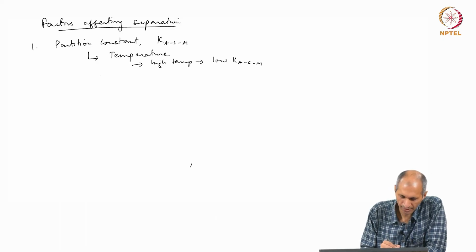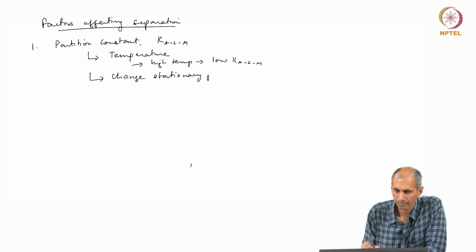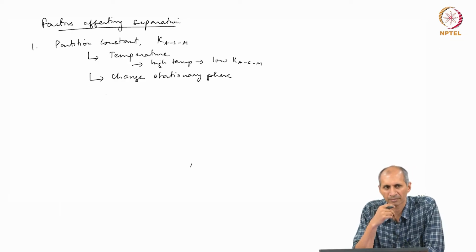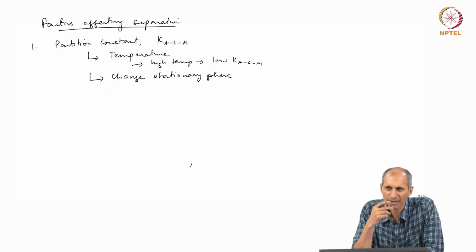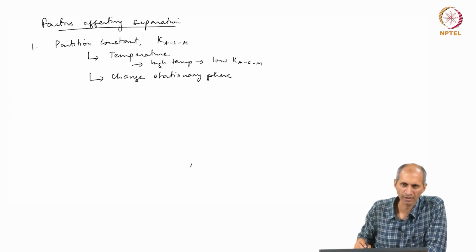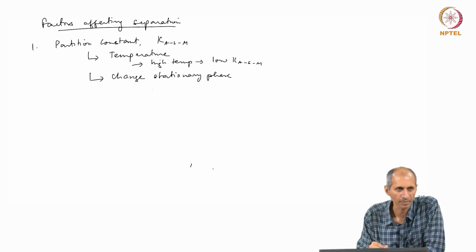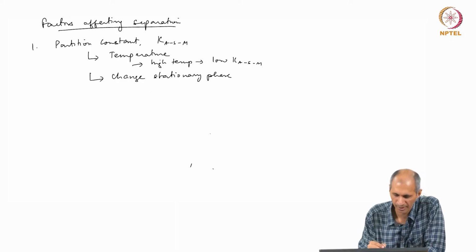This is one. Second is you change the stationary phase. This is far more difficult to do because the stationary phase is sometimes very expensive. So, though it is theoretically possible, it is difficult to have a large number of stationary phases for a given set of analyses. Chromatography columns are typically fairly expensive, the commercially available columns.